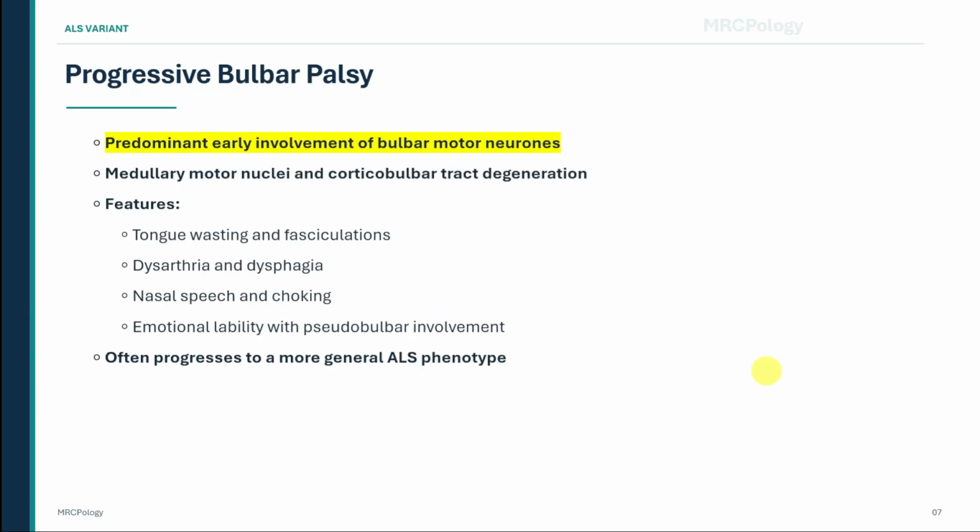Sorry, we forgot to include progressive bulbar palsy. This is also one of the recognized types of motor neuron disease. In progressive bulbar palsy, the bulbar motor neurons are affected early, involving the motor nuclei in the medulla and sometimes the corticobulbar pathways. Patients typically develop dysarthria, dysphagia, nasal speech, choking, and difficulty handling secretions.